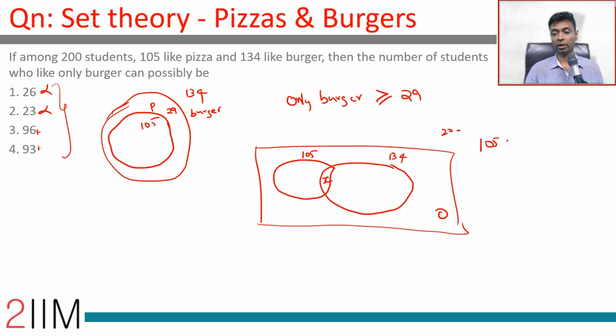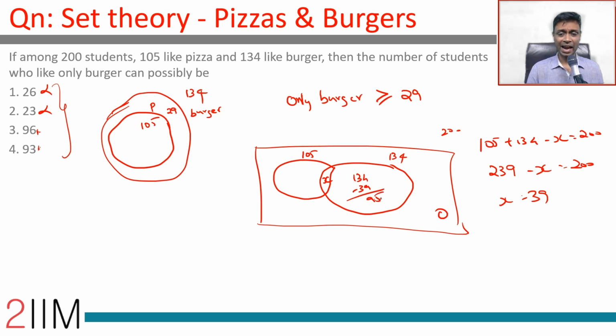So 105 plus 134 minus x should be equal to 200. 239 minus x should be 200. X should be 39. Only burger would be 134 minus 39, which is 95. It cannot be any more than 95. So this is out. This is an answer. Only burger is greater than or equal to 29 and less than or equal to 95.